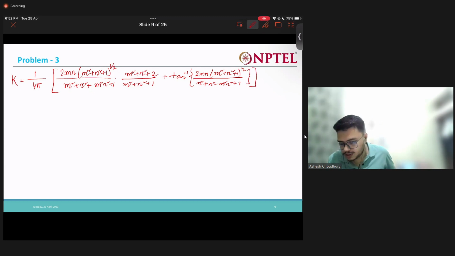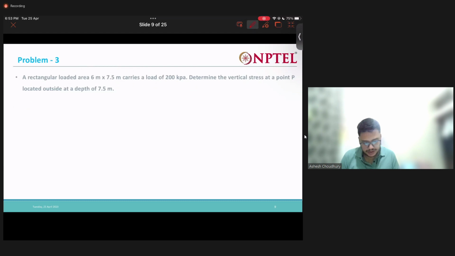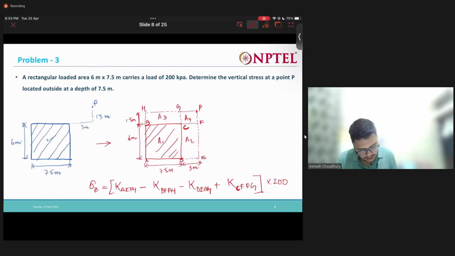So this is our formula. Let us find that out for at least one or two; the rest you can do later. For area, let us do it for AEPH. So AEPH is which one? You can see here AEPH.